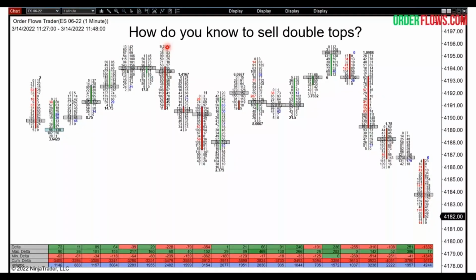Second time you came back up, selling came in. Third time you came back up, although the selling wasn't initiated on the bar on the high or the swing, the second attempt up to that double top came in immediately on the second bar. We've got 0 here, right? I got no follow through buying coming in.